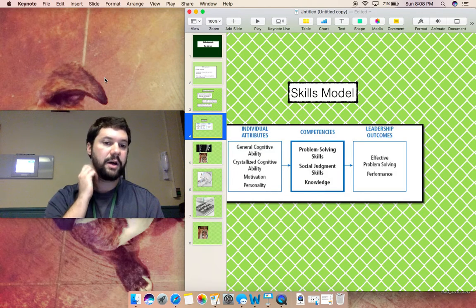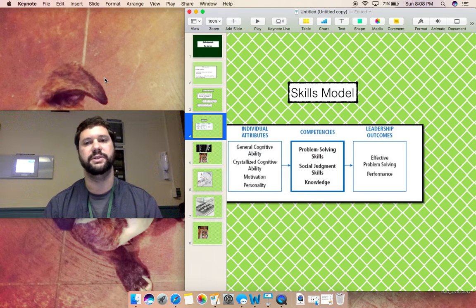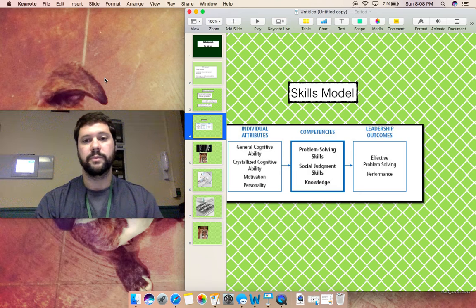All right, so the skills model, this is one that came out in the 90s, and expanded upon Katz's model. It has three categories: individual attributes, your competencies, and leadership outcomes. Through building up your competencies, it could lead to leadership outcomes, which would be effective problem solving and higher performance. So competencies in here, we got problem solving skills.